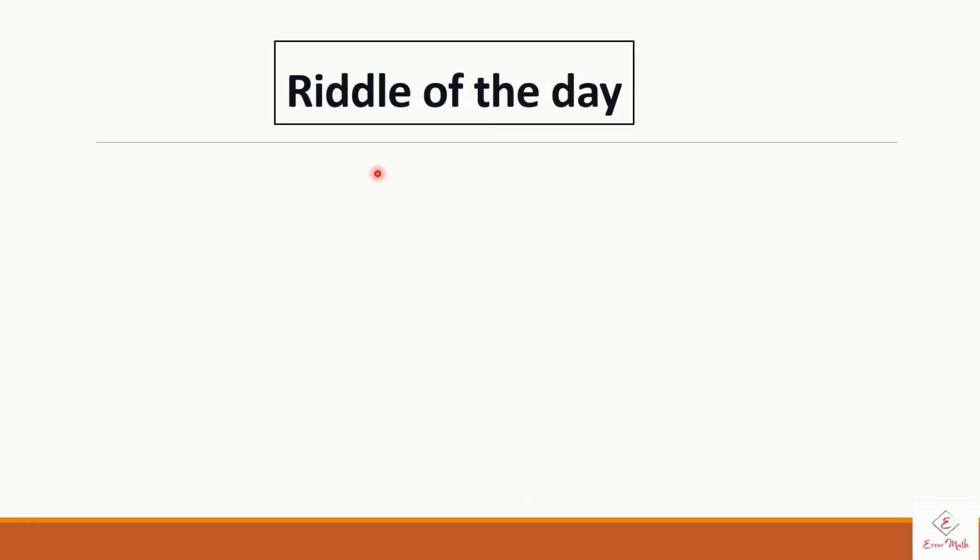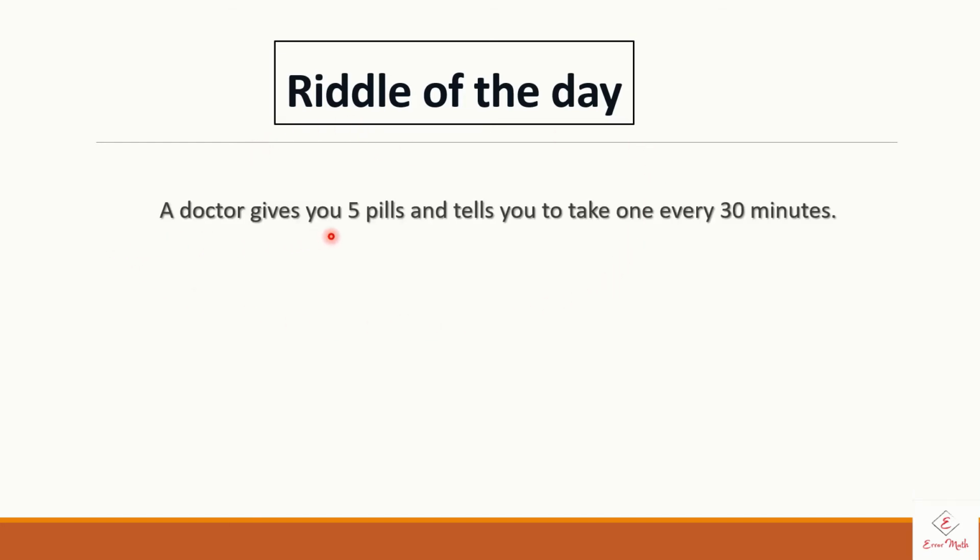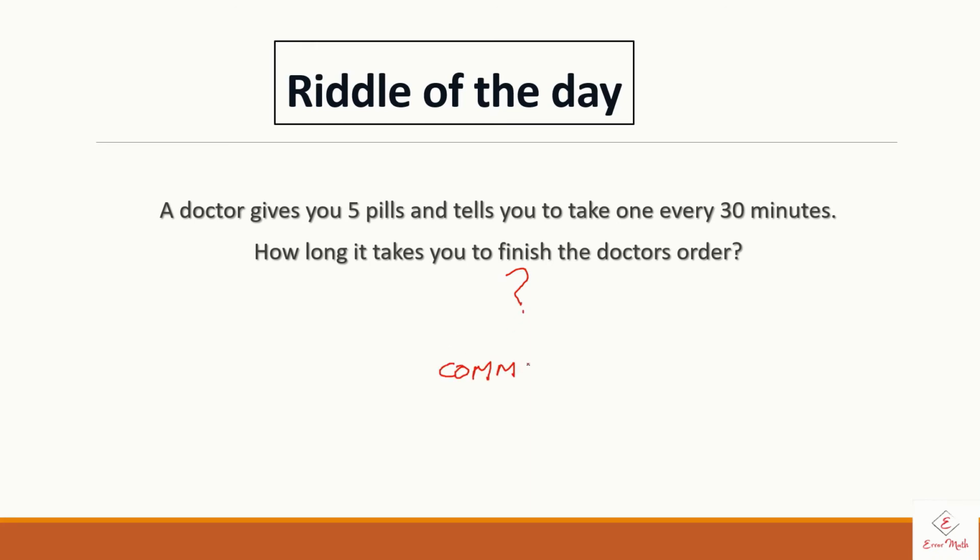So before that, riddle of the day. The riddle of the day says that a doctor gives you 5 pills and tells you to take one every 30 minutes. So how long does it take you to finish the doctor's order? This riddle has nothing to do with this chapter, matrices. It's just a random riddle. So think about this riddle and write the answer in the comment section.